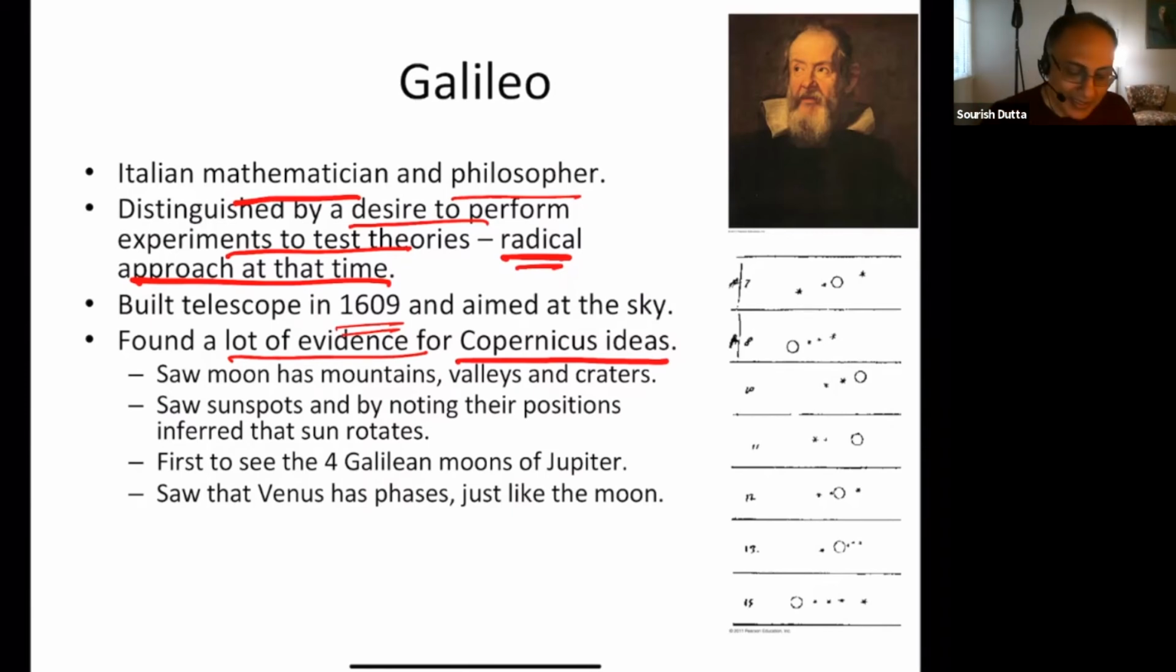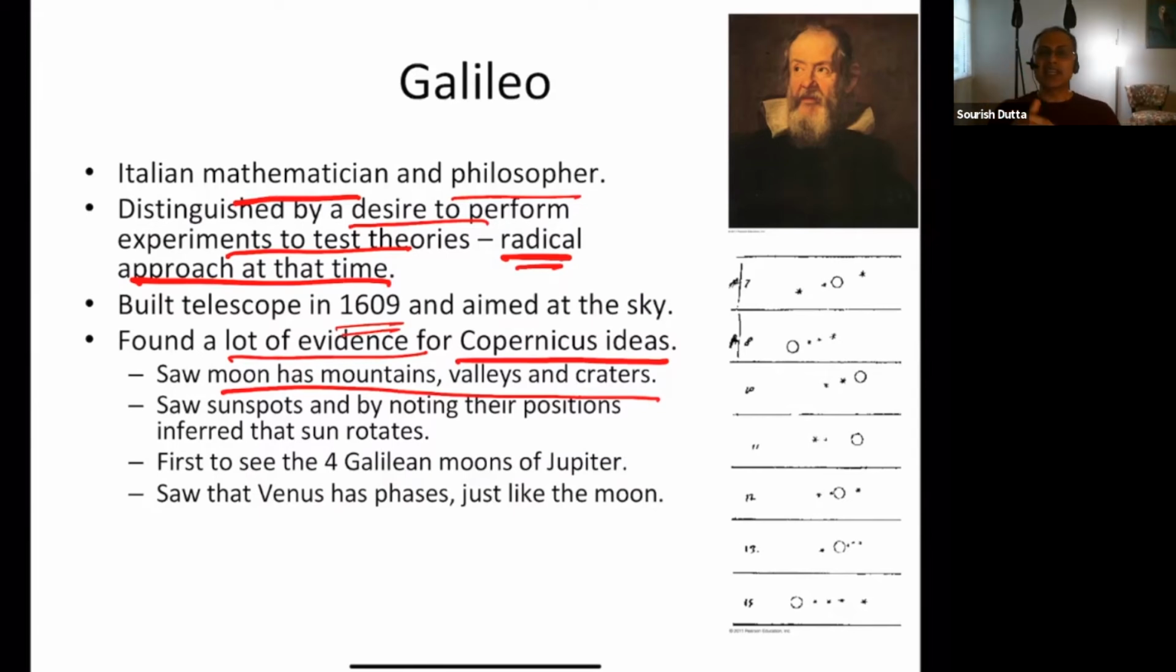So first of all, he saw that the moon has mountains, valleys, and craters. This was in complete contradiction to what the Catholic Church and the geocentric model said. Remember, we discussed how in the geocentric model, the closer you are to heaven, the more perfect things get, right? And so the moon and the sun and the planets are these perfect orbs of light. But when Galileo looked at the moon, he saw that it does not look like a perfect orb of light at all. It has a bunch of mountains, valleys, and craters.